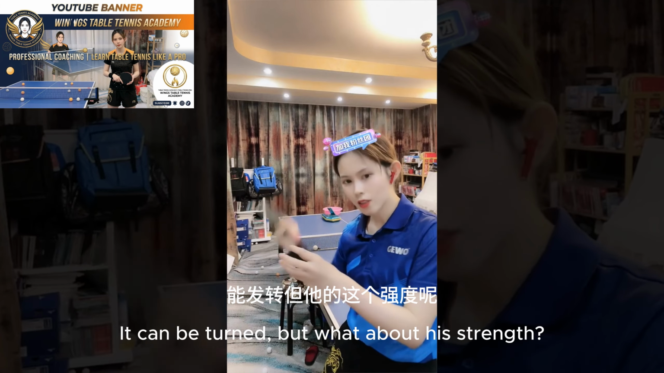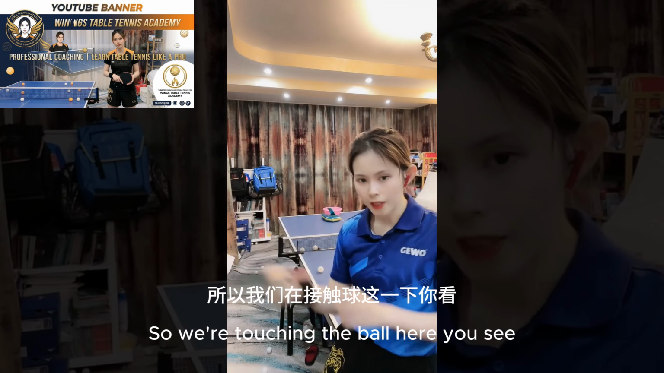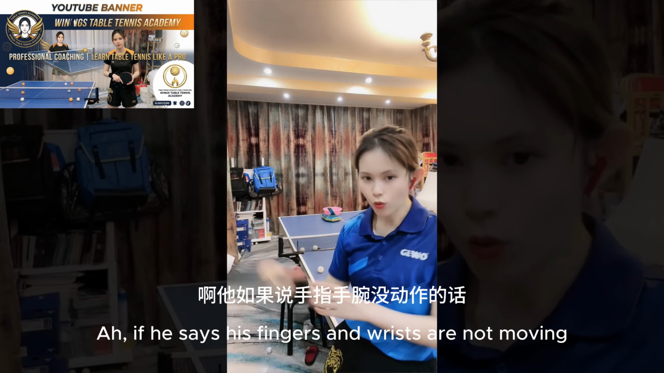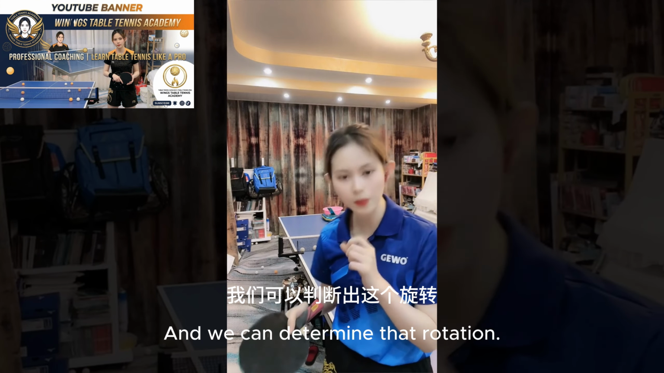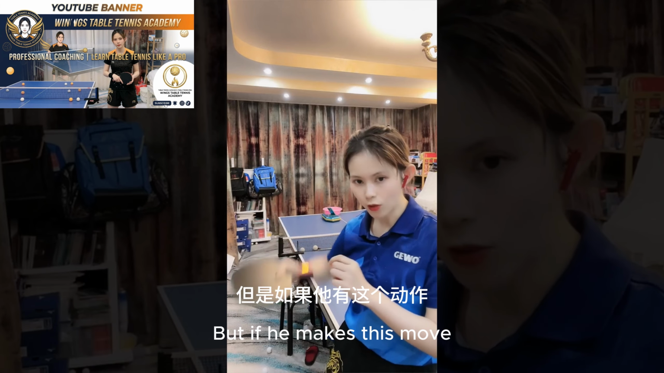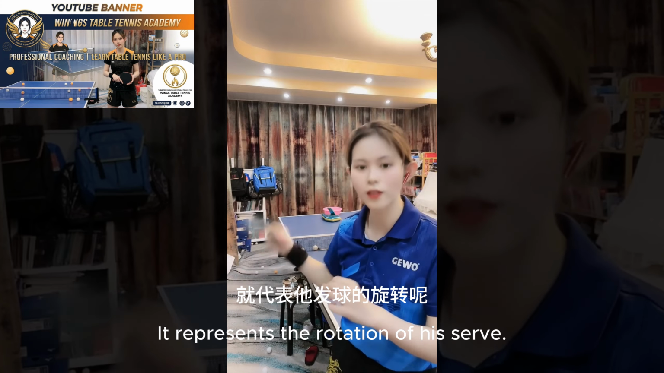It can be turned. But what about his strength? It will be much different from the turn. So we're touching the ball here, you see. If his fingers and wrists are not moving, we can determine that the rotation is not very strong. The straight plate and the horizontal plate are the same. But if he makes this move, we have to pay attention. It represents the rotation of his serve.